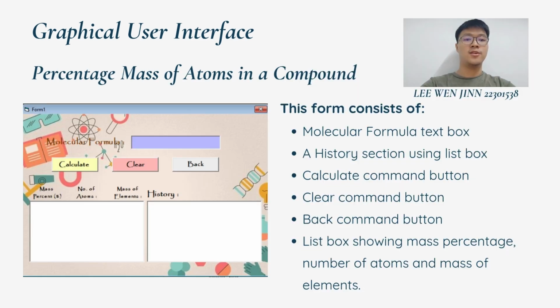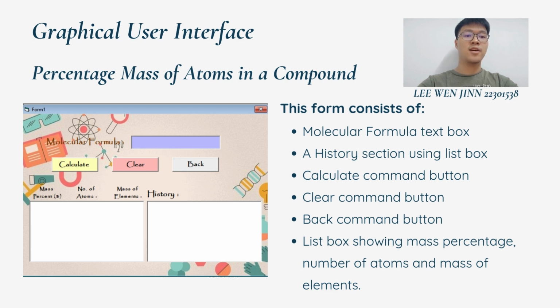Good afternoon, Dr. Daniel. My name is Li Wenjin from Polymer Engineering course. Now I'll be explaining the interface of our second part, the percentage mass of atoms in the compound. This interface consists of several controls like text box, list box, and command buttons. For the clear, calculate, and back buttons, we are using command buttons. The text box enables the users to enter their molecular formula and get the result.